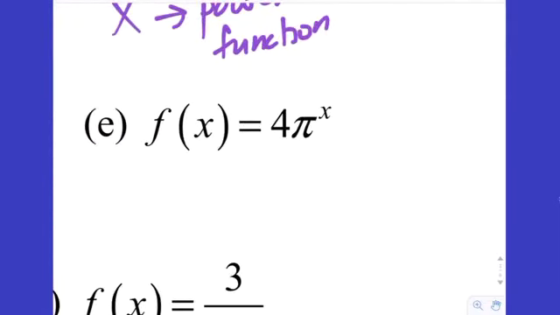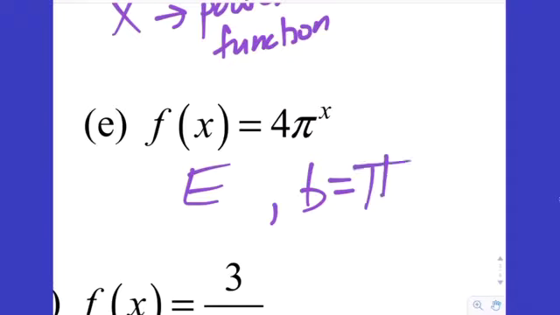4 pi to the x. Exponential? Yes, it is exponential. What's the base? Pi or 4 pi? It was right. It was pi. Yeah, 4 is the a value. That's your vertical dilation factor. That's your initial value. Pi is the base. If you wanted the base to be 4 pi, guess what you'd have to have there?